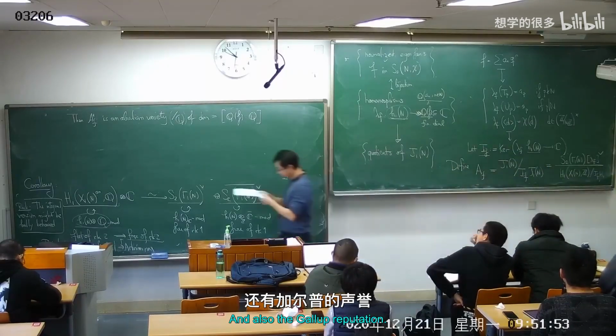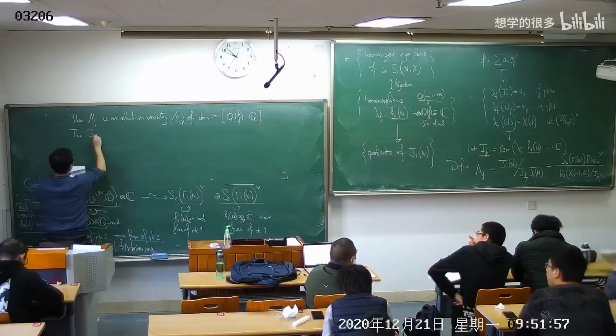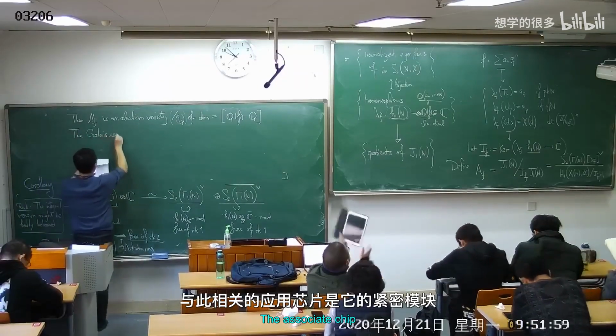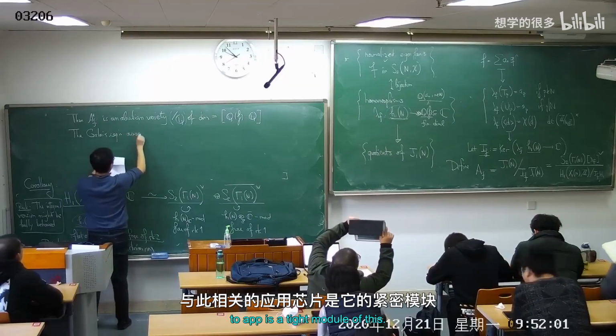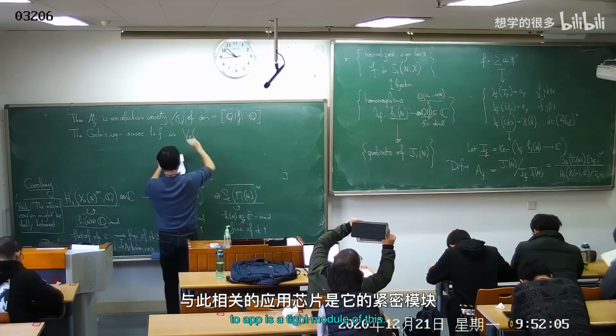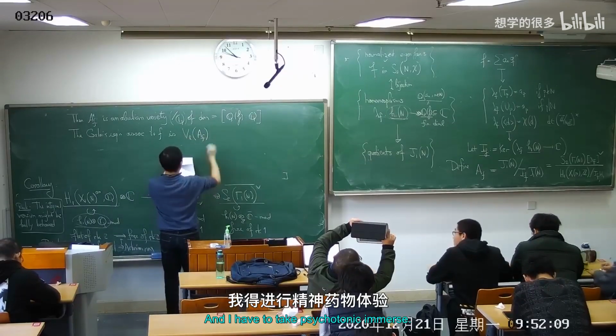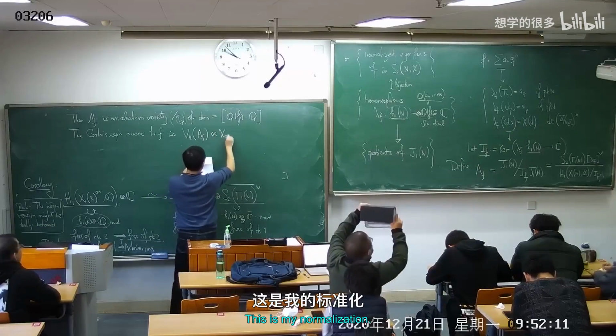And also the Galois representation associated to f is the Tate module of this, and now I have to take a cyclotomic inverse. This is my normalization.